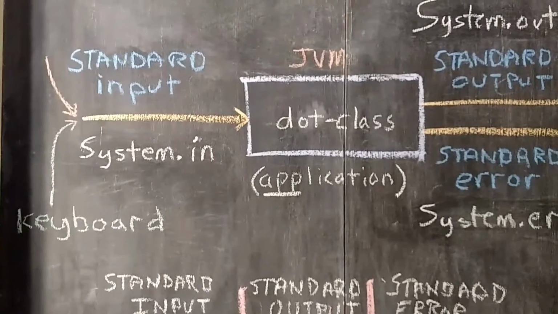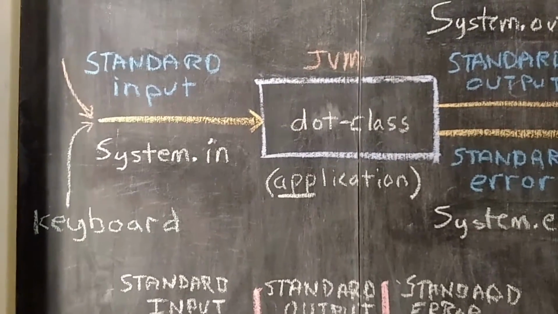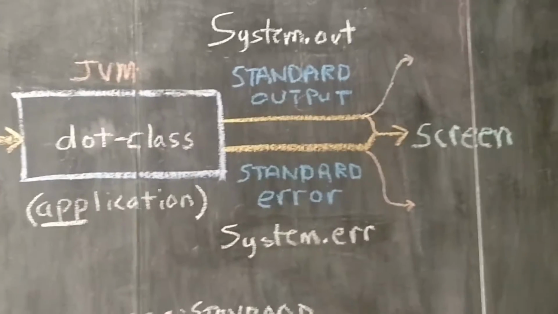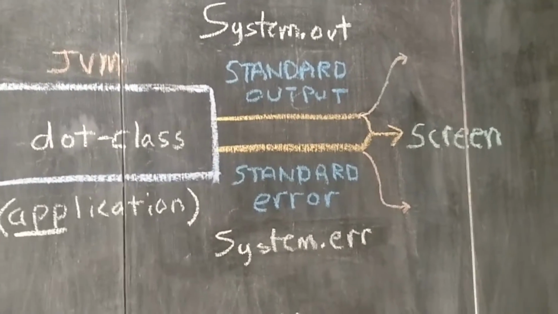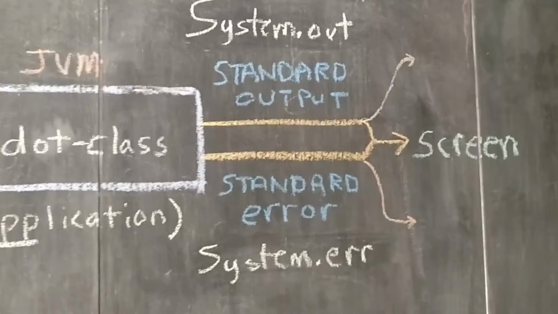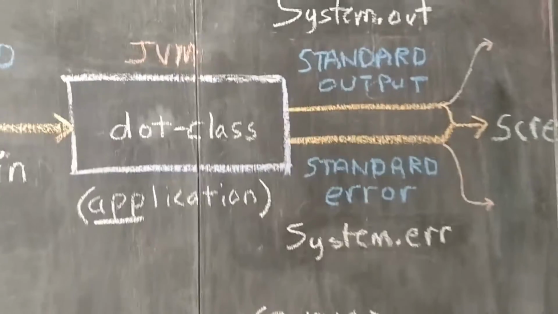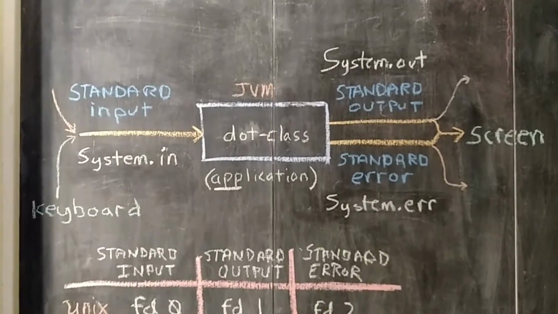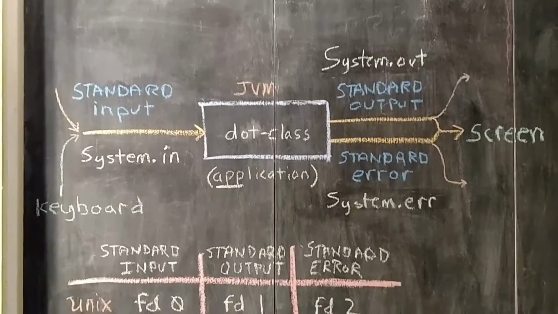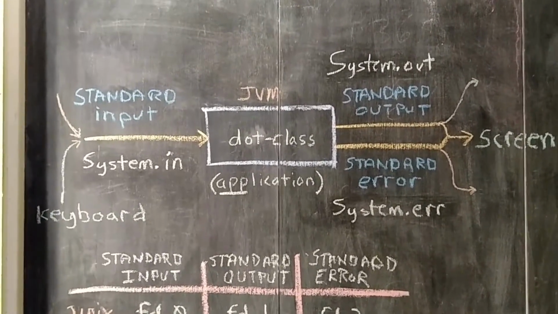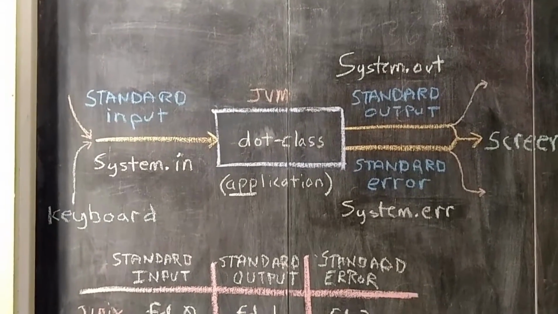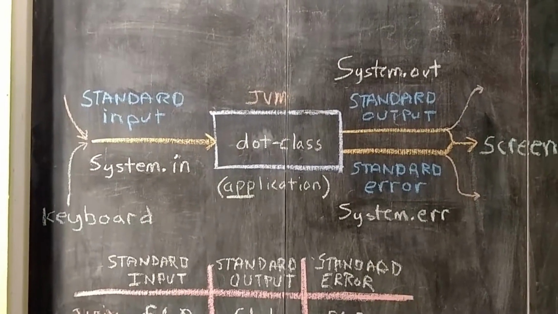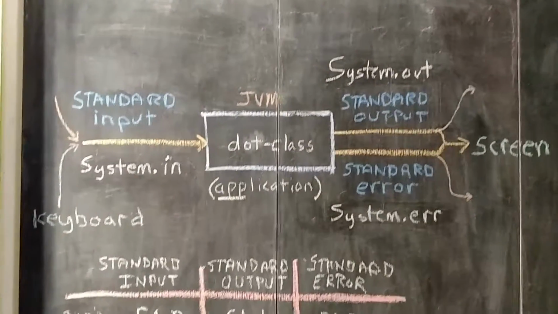So we get our inputs using System.in. Outputs are produced using System.out or System.err. And again, these 3 objects, in, out, err, are instantiated prior to the main method being called, and they are instance variables that are defined inside of the System class.